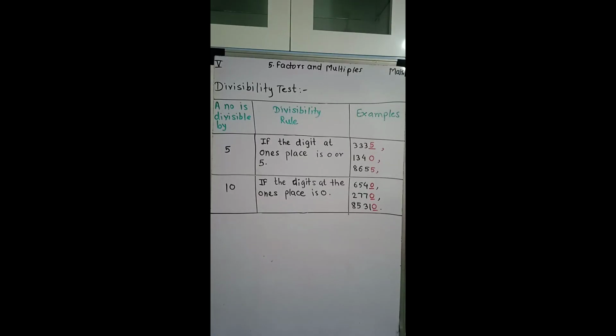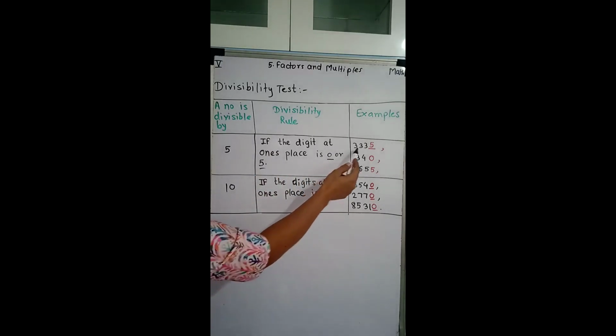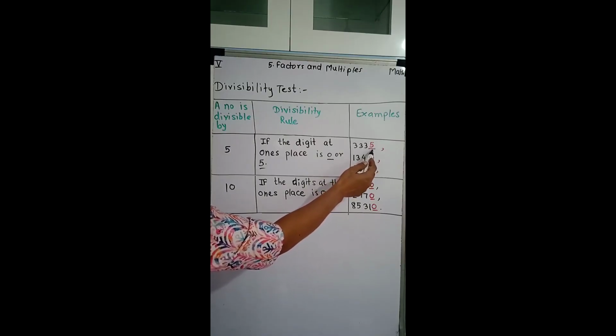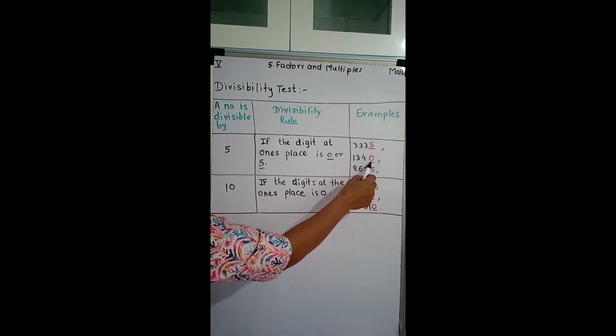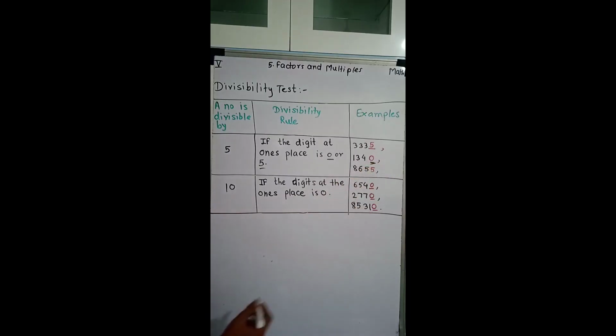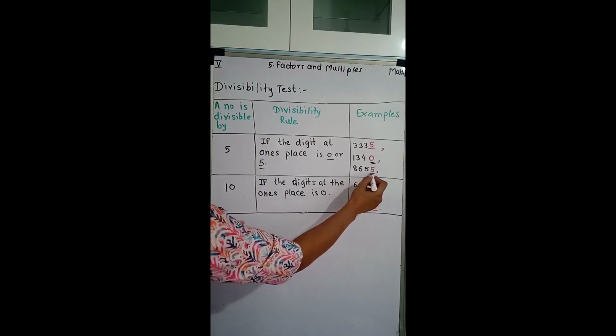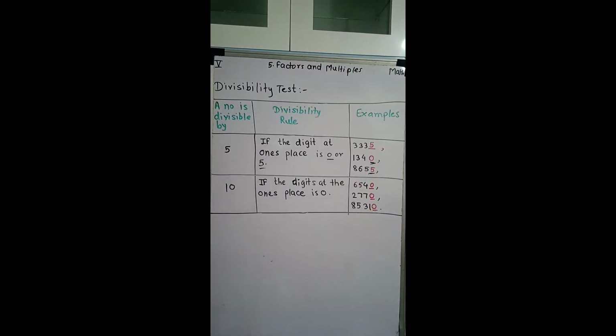We were learning about the factors and multiples divisibility test. Before that, we have already learned the other numbers' divisibility tests. Let's check the next numbers, 5 and 10. First, if the digit at the ones place is either 0 or 5, the given number is divisible by 5. For example, 3335. Here the ones place is 5, so this number is divisible by 5. Next is 1340. The ones place is 0, so this number is divisible by 5. 8655. Again the ones place is 5, so the number is divisible by 5.